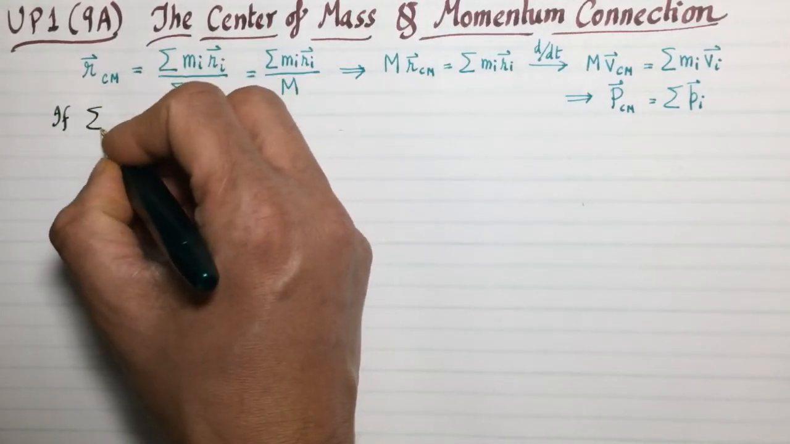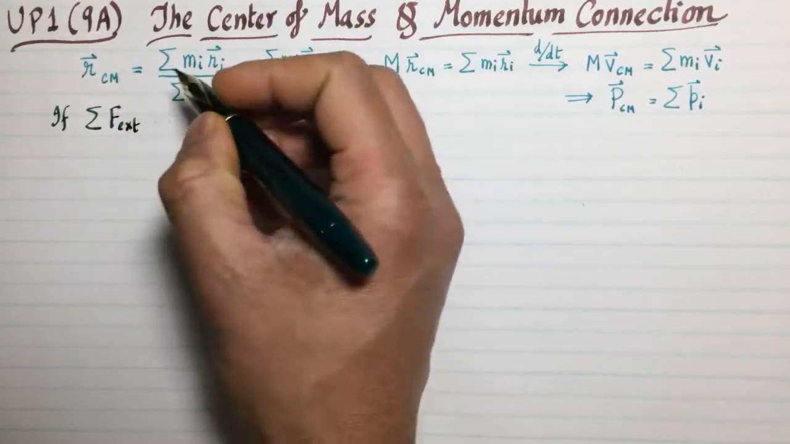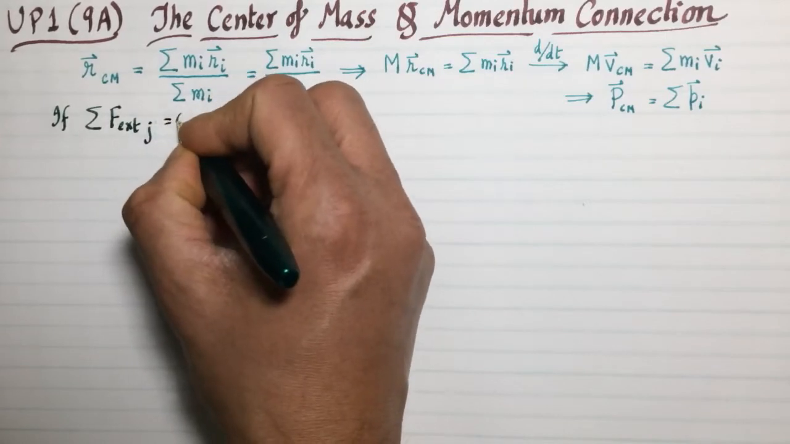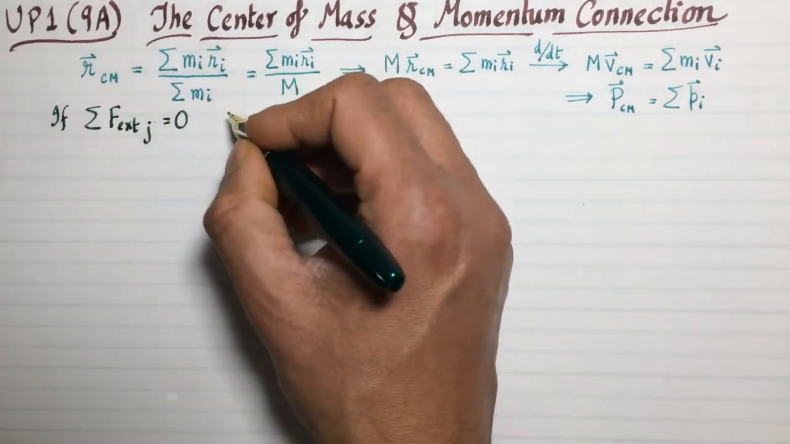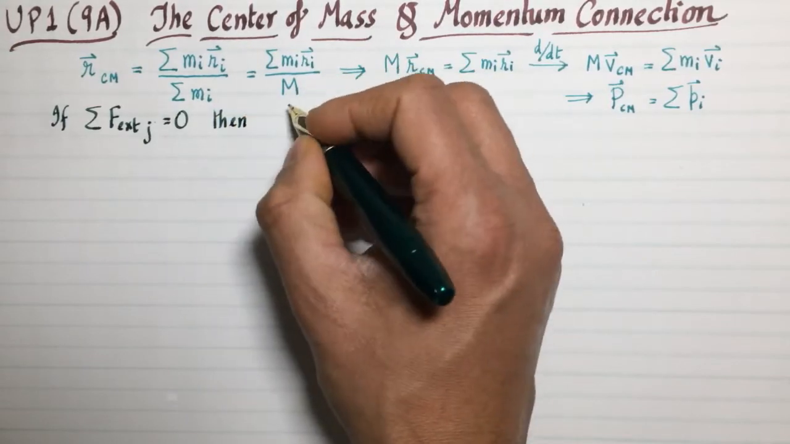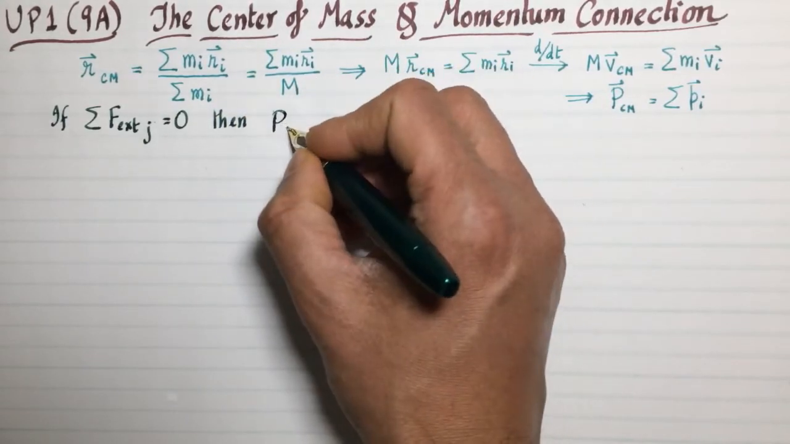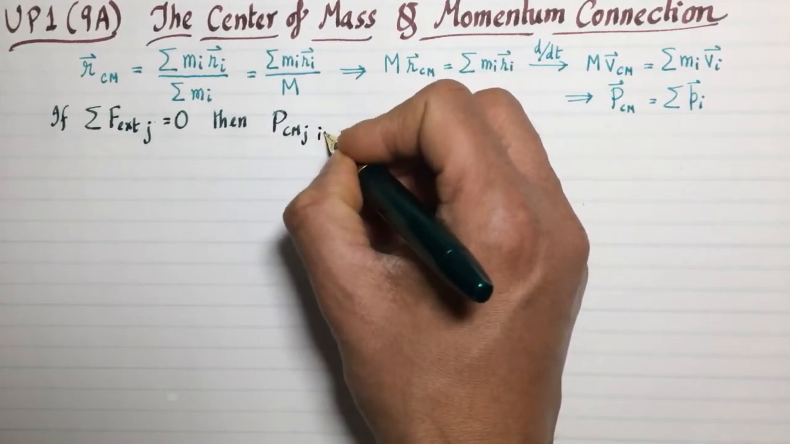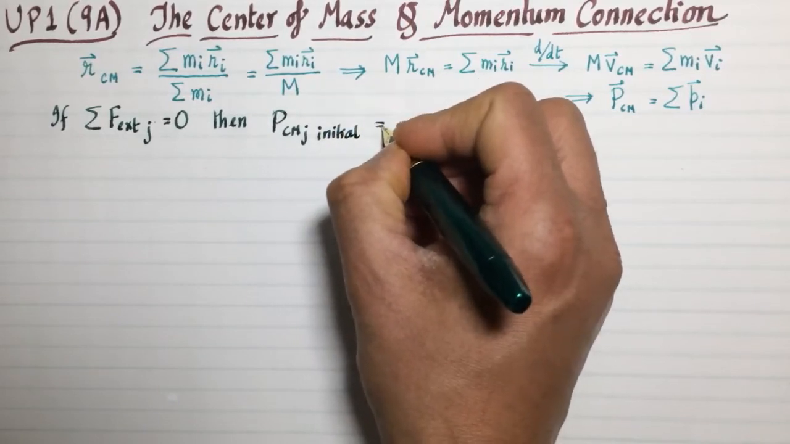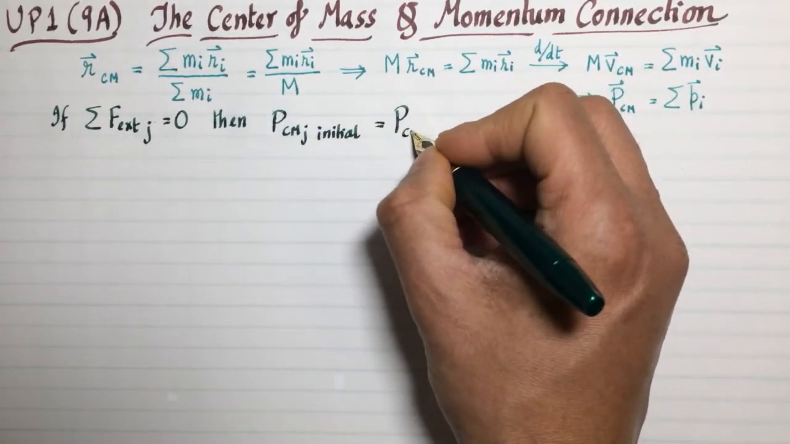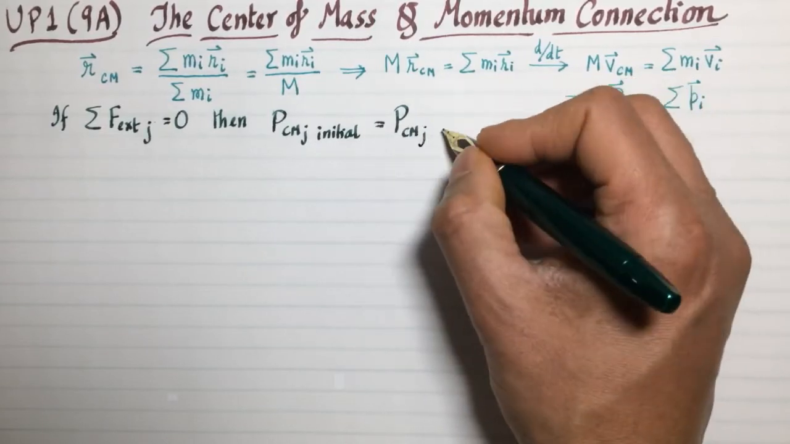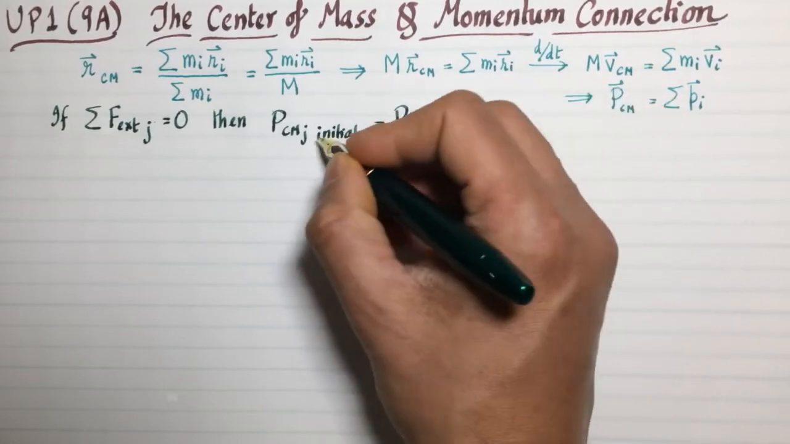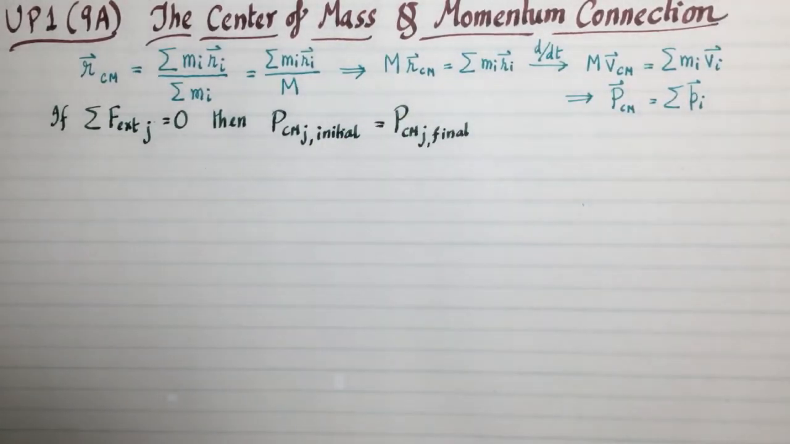Now in particular, if you have a situation in which there's no force acting on the system in at least one direction, so if the sum of external forces in the jth direction is 0, where j means the jth direction, then the initial center of mass momentum in the jth direction is equal to the final center of mass momentum in the jth direction. Now the jth direction can be something like x or y.